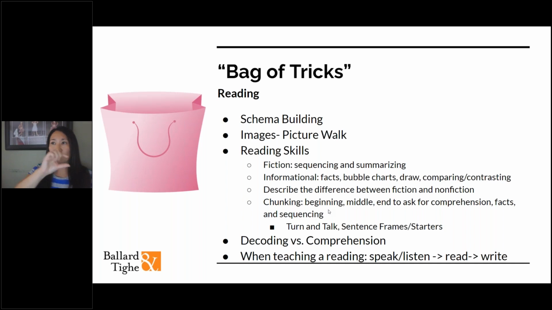That's really decoding. So when they're reading a word, when they're actually trying to understand the whole picture of what they are reading, that is comprehension. So there's a huge difference in decoding versus comprehension. Students need to do both, reading fluency in decoding and comprehension for reading. So when you teach fiction, it actually lends itself better to sequencing and summarizing. For informational, fact-finding, bubble charts, drawing, comparing and contrasting, those skills are actually better in informational text. So when you teach fiction and informational, just remember you can focus on different reading skills.